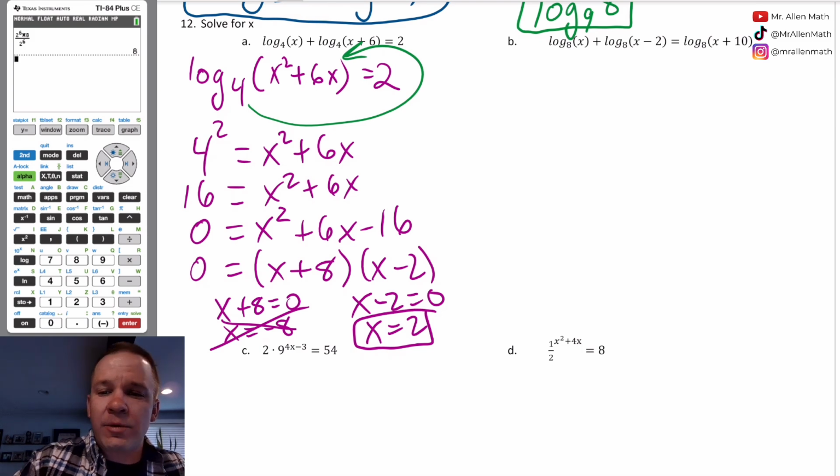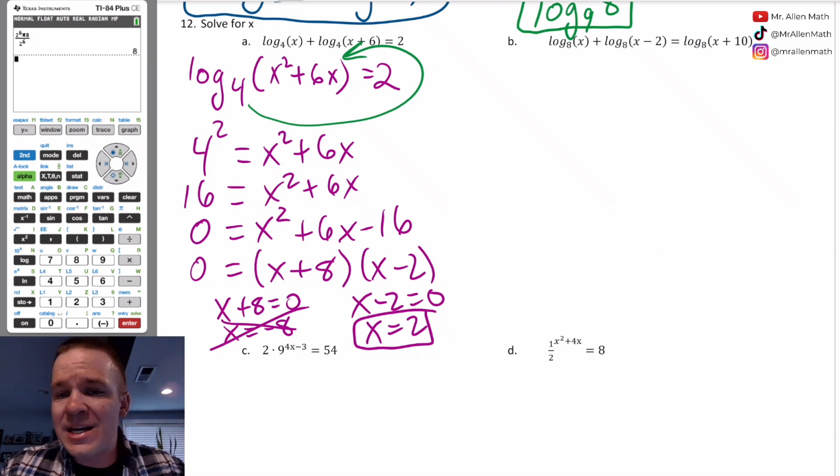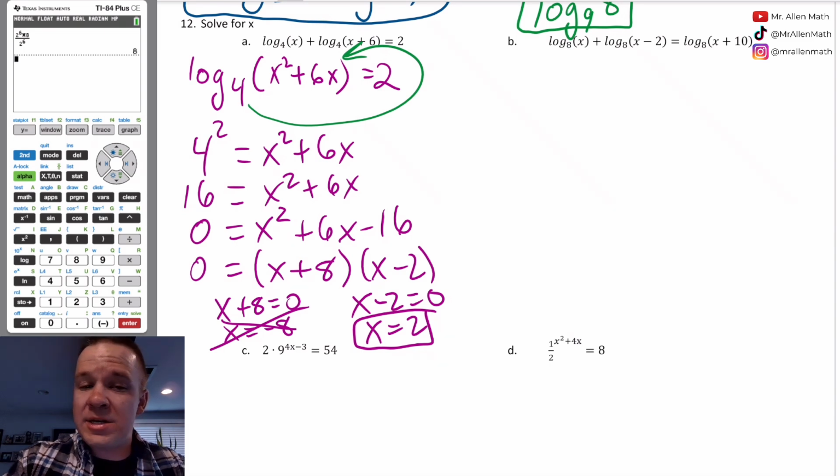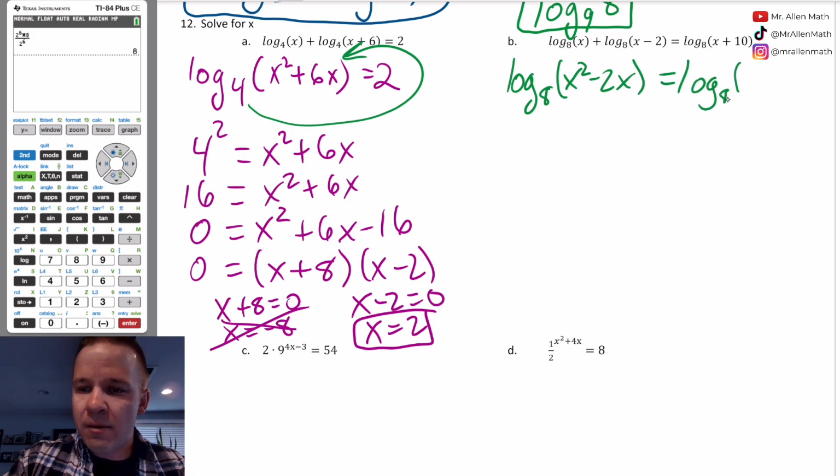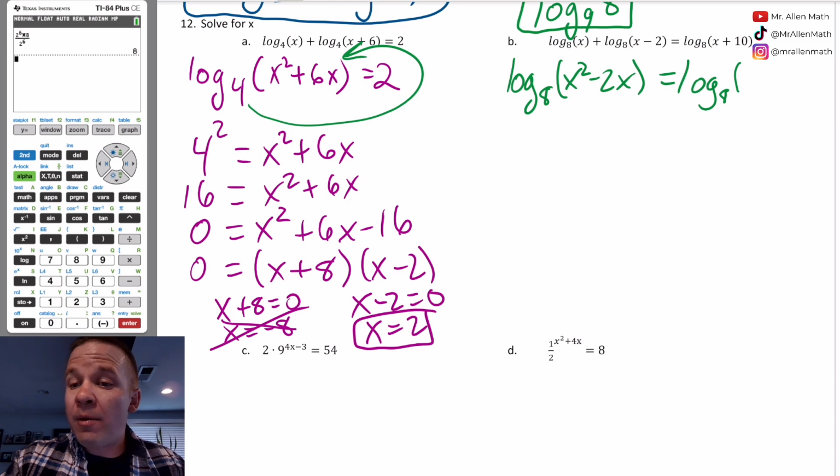All right. Next one here. We have log base 8 of x plus log base 8 of x minus 2. And then, we have a log on the other side. But still, like I said, I'm going to condense those 2 logs. We got log base 8 of x squared minus 2x. Kind of similar start. But now, because I have a log on both sides, I'm going to be able to use the one-to-one property of logarithms, right?